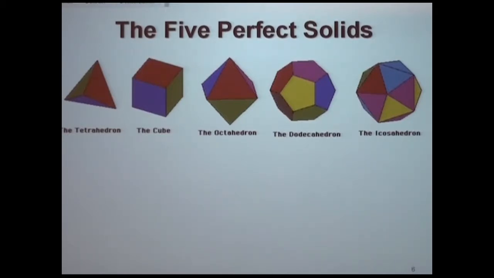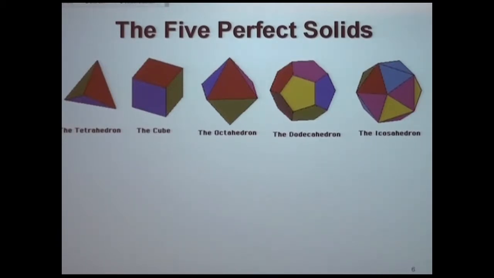that you can form out of perfect figures. And by perfect figures, I mean that all of the sides are equilateral triangles, or all of the sides are squares, or all of the sides are pentagons, and so on. So you can construct these. And it turns out, something that Plato later recognized, is that you can have 5 and only 5 solids.